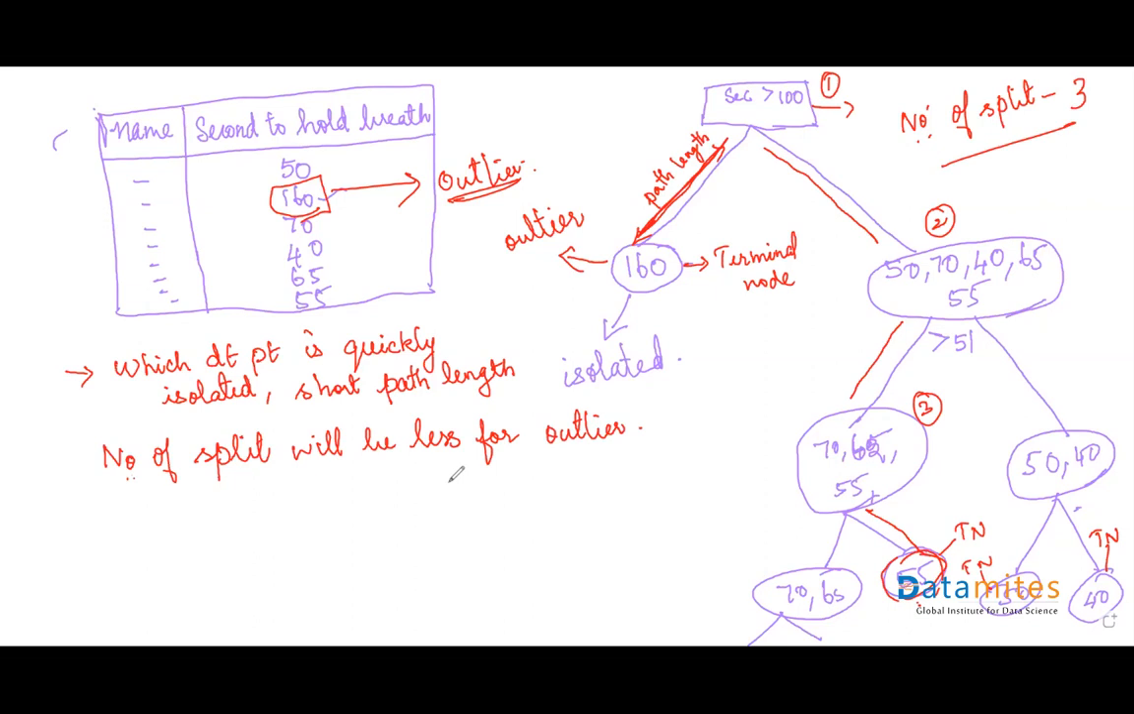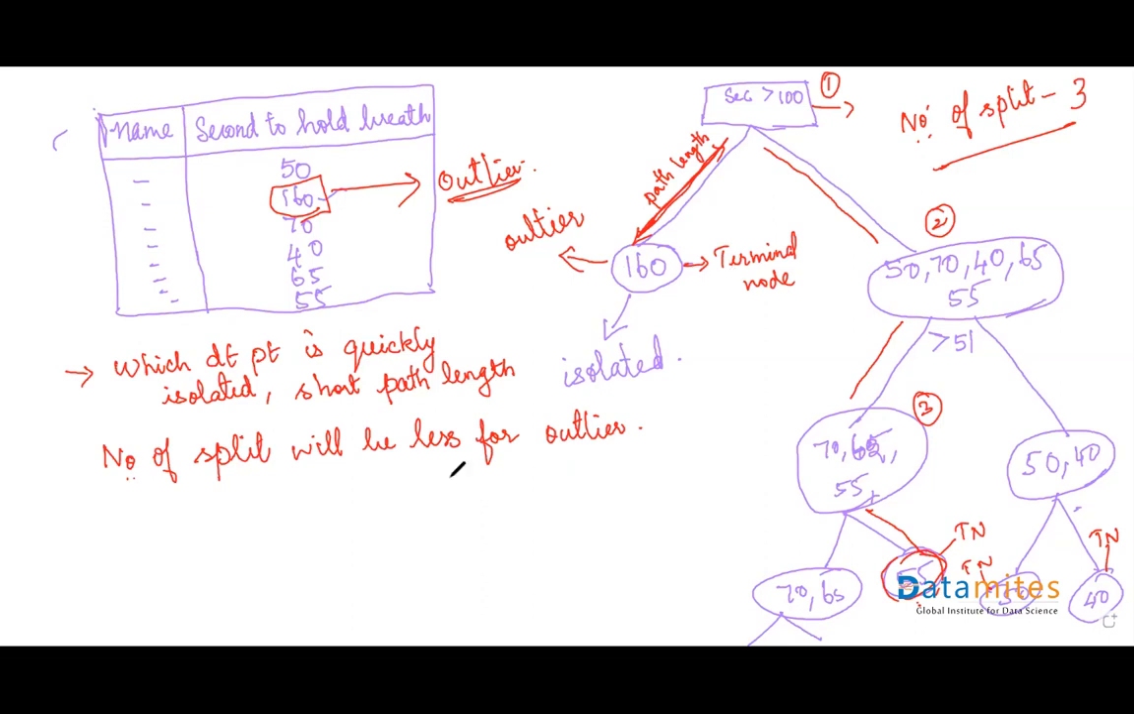Yes, Paras, it's like Gini. But Gini is used to select the important feature, the proper feature for doing the split, right? But here this is used to identify the outlier. So we will check how many splits are taken by each data point to get isolated. Okay, so this is how the isolation forest works.